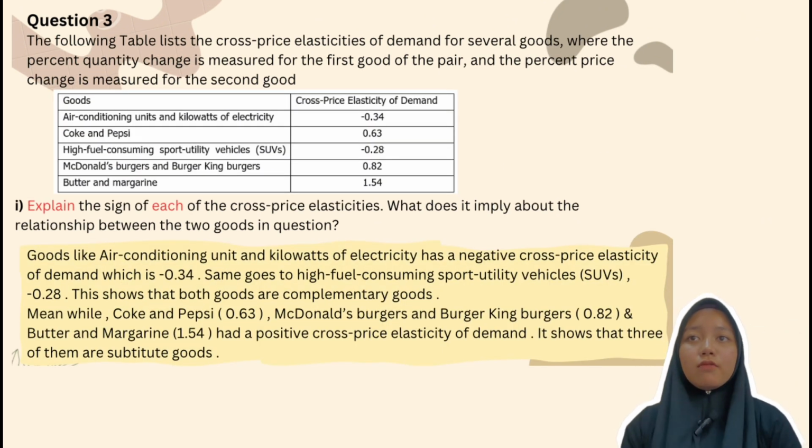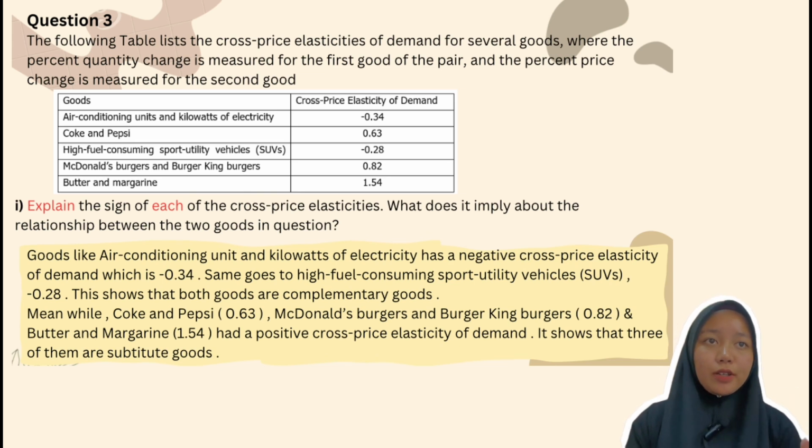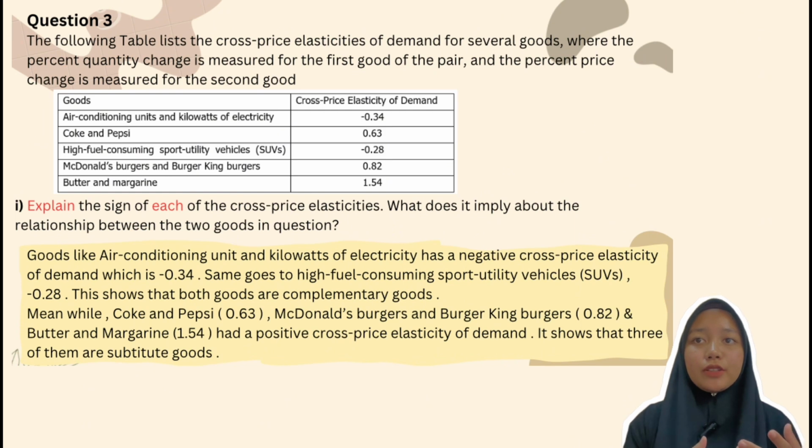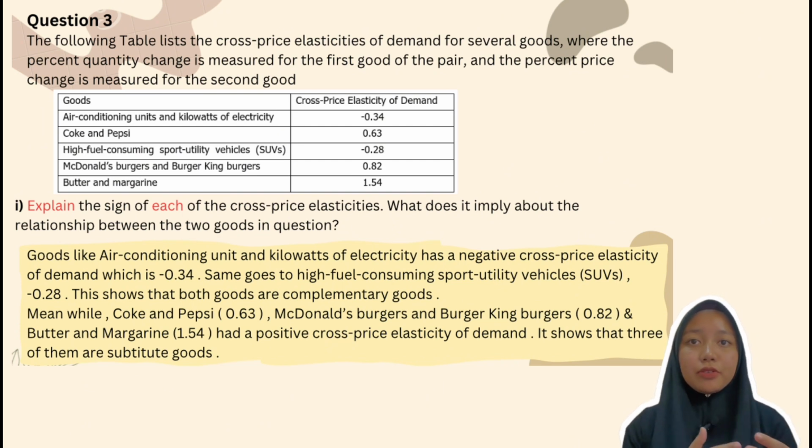Okay, this is the answer for one Roman. Goods like air conditioning unit and kilowatts of electricity have a negative cross-price elasticity of demand, which is negative 0.34. Same goes to high fuel consuming sport utility vehicles, negative 0.28. This shows that both goods are complementary goods. Meanwhile, Coke and Pepsi 0.63, McDonald's burger and Burger King's burger 0.82, and butter and margarine 1.54 have a positive cross-price elasticity of demand. It shows that all three are substitute goods.